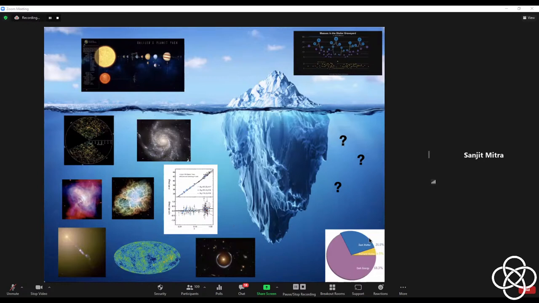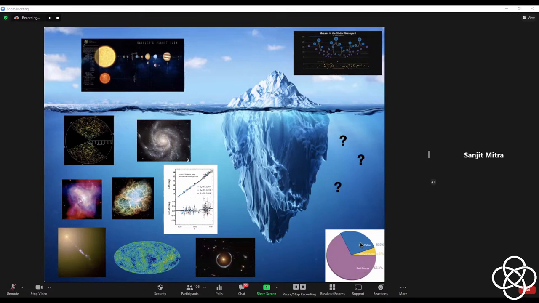But if you look at the composition of the universe, 70% of its component is dark energy, and about, let's say, 1/4 of it is dark matter. And we have no clue about this. We don't know, we have not detected them physically. These are all postulated because otherwise we cannot explain the data.